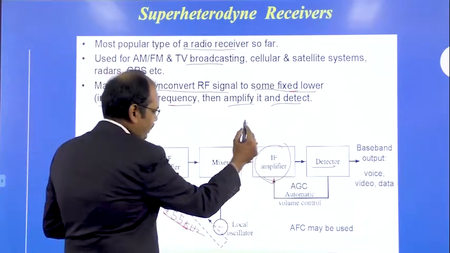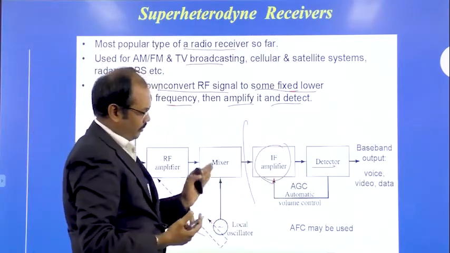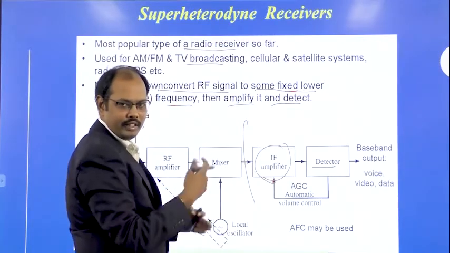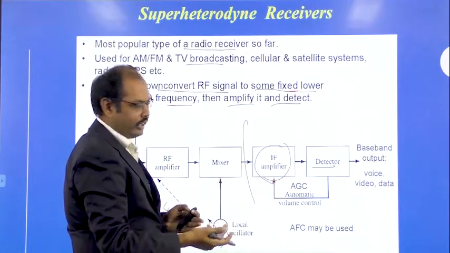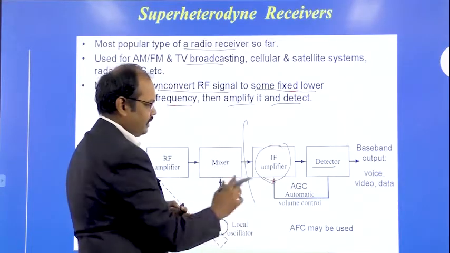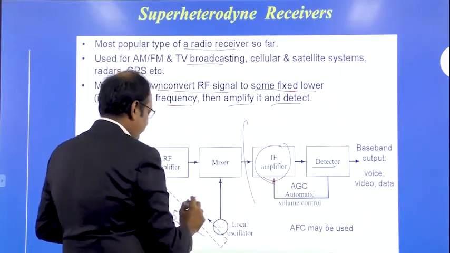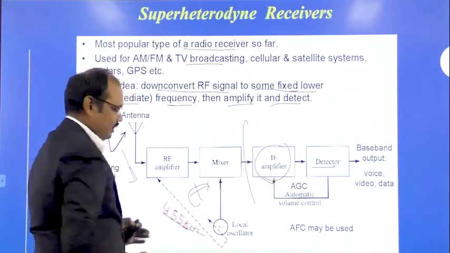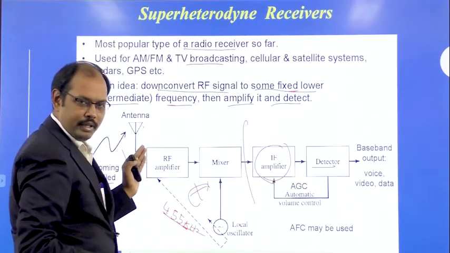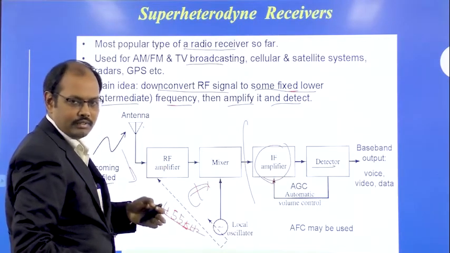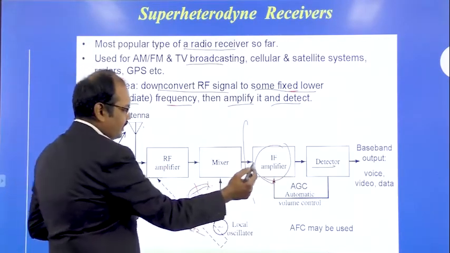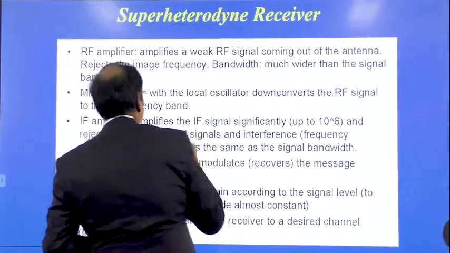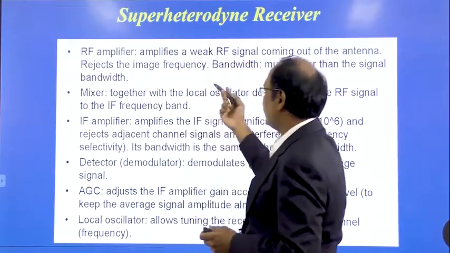So this part will be common to both the TRF receiver and the superheterodyne receiver, that is, the RF amplifier, oscillator, audio voltage amplifier, audio power amplifier, etc. And this part is very important in the superheterodyne receiver. That is, it will be either up converting or down converting to a frequency called the intermediate frequency. So these are the parts we will discuss one by one.